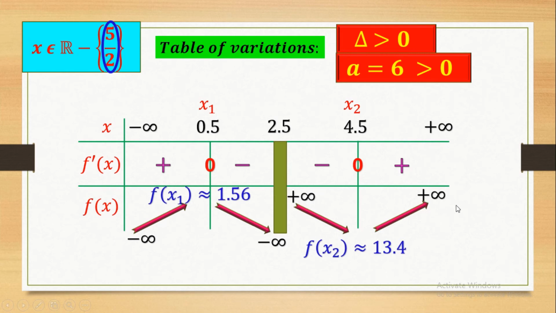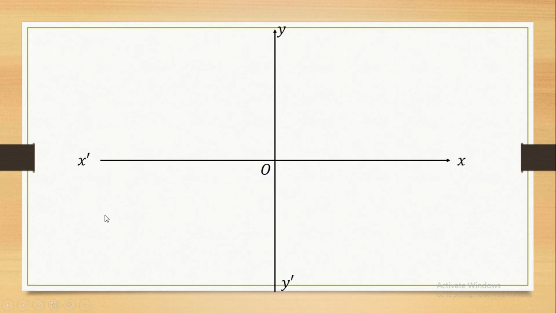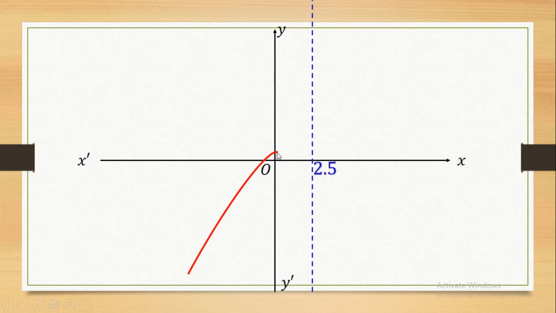Now we can construct our curve. We should keep in mind that here we have a local maximum, if you note, and here we will have a local minimum. Now to draw our curve, we should first of all put the asymptotes. We have the vertical asymptote at x equals 2.5. Now we start drawing our curve, which will be, at minus infinity, increasing till x1, f of x1, which we will put right now, and then it will be decreasing, approximately touching the vertical asymptote x equals 2.5.